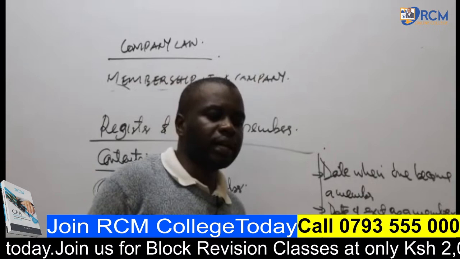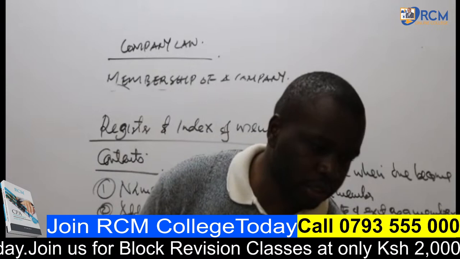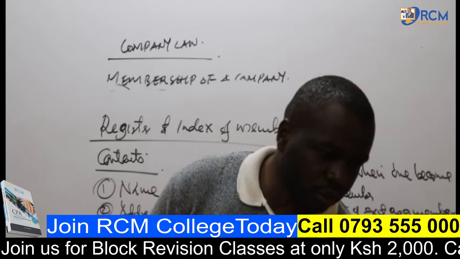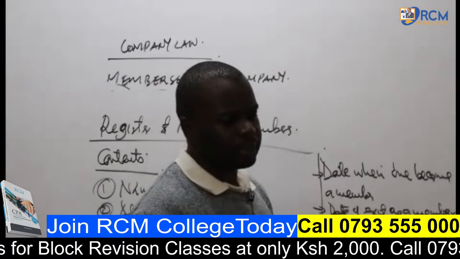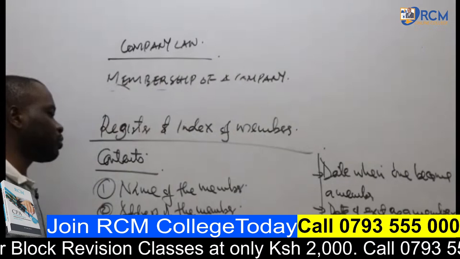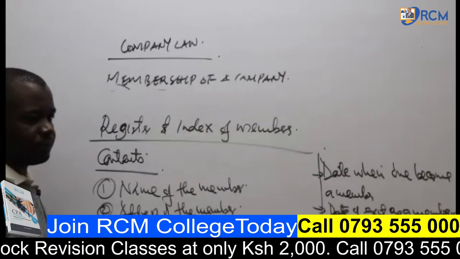So if someone realizes that his name is not in the register of members of the company, he can complain. And of course, you can seek a court action. Once that has been realized, you can seek a court action. And of course, the court will give a court order that the changes be made to the register of members. Once the company receives that order from the court, it will have no reason to object to such amendments or changes to the register of members. So the changes can also be made in such circumstances, where, for example, the name appears by mistake.